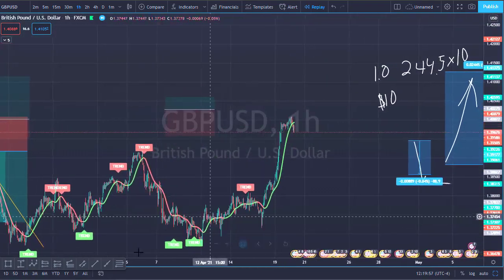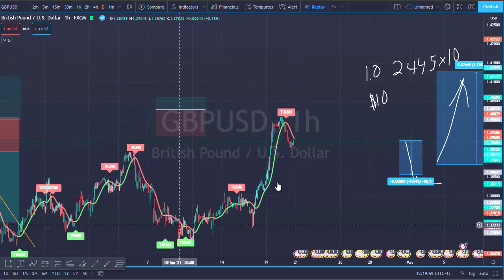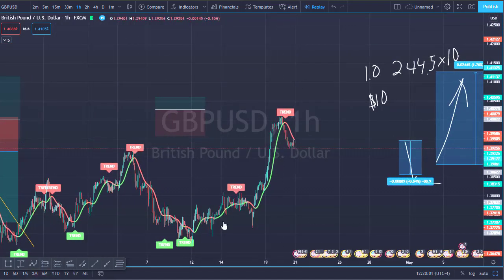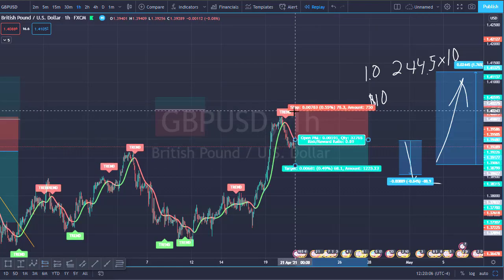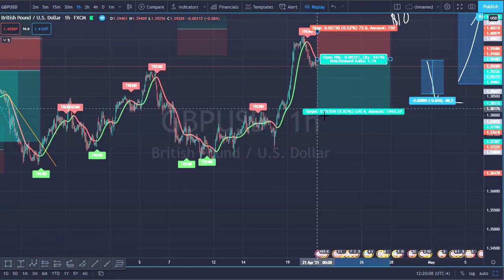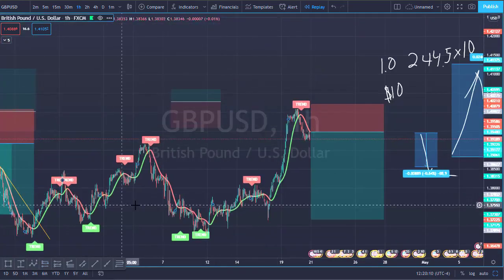That one would have been nice, but we didn't get a trend call there. All right, so there we go. It's touching the 20, so we can get in right there. Short, boom. Let's take it to this low to start with and see what it does.